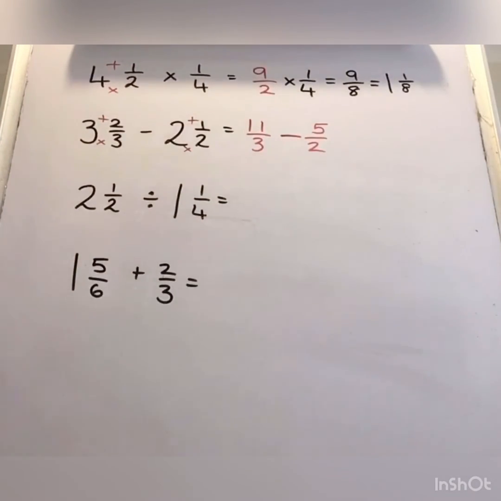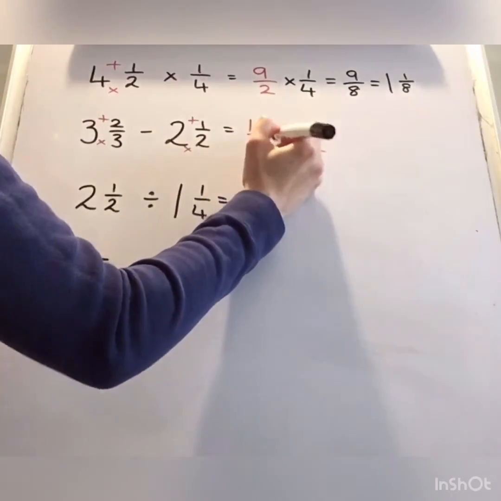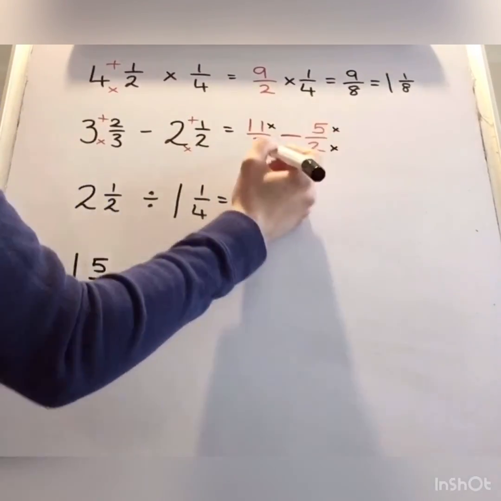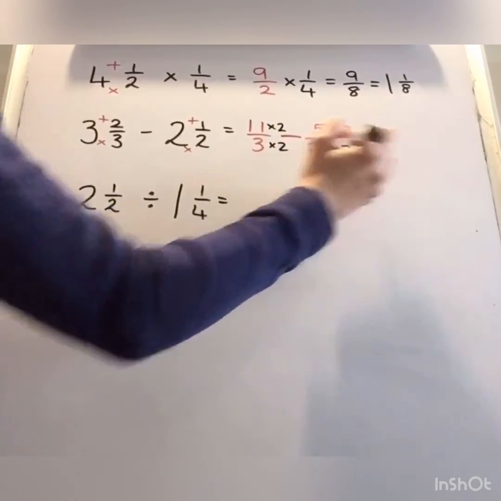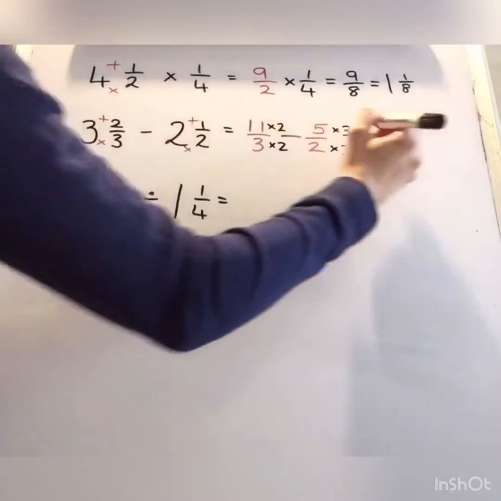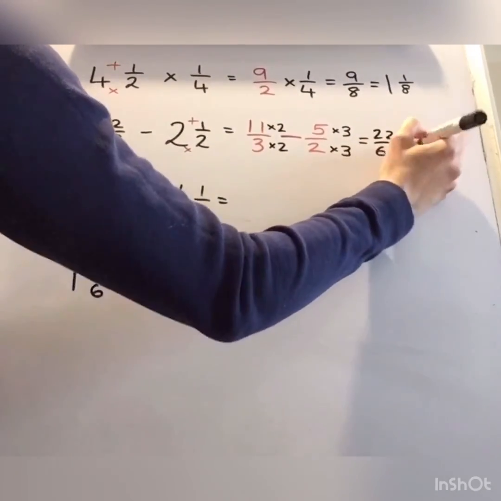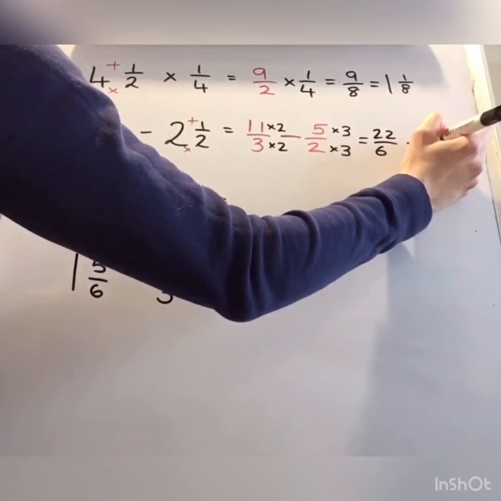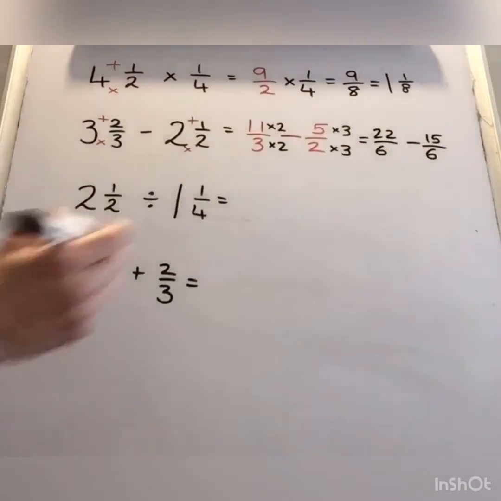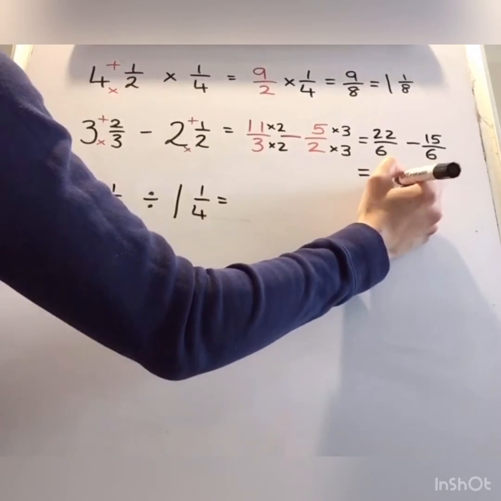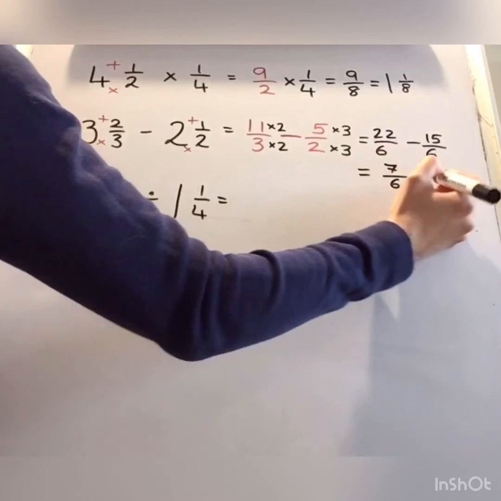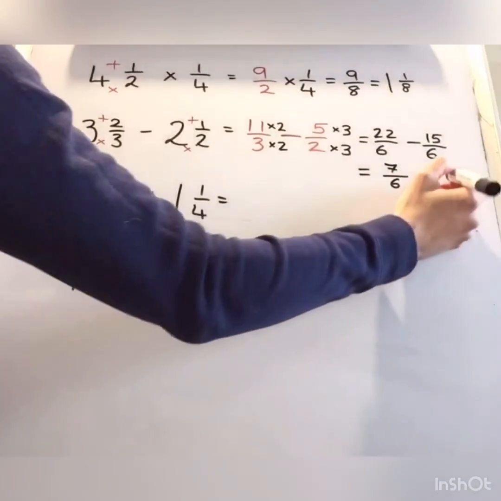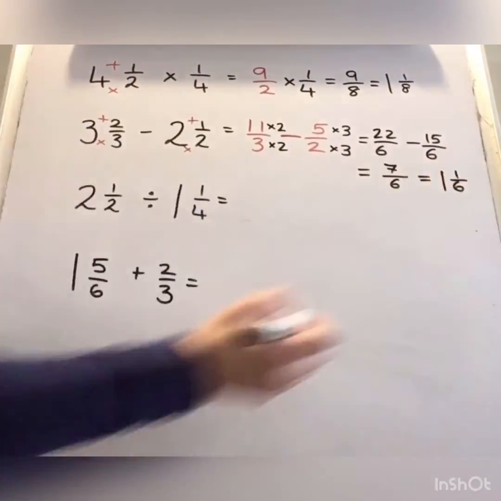So in order for us to be able to subtract these fractions, we know that we need a common denominator. So we're going to times the first fraction by 2 and the second fraction by 3. Now this gives us 22 over 6 for the first fraction and 15 over 6 for the second fraction. Now that we've got a common denominator, we can subtract them, so 22 take away 15 is 7. Again, because that's improper, we'll convert it back, which ends up being 1 and 1/6.